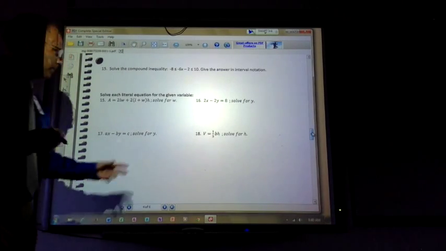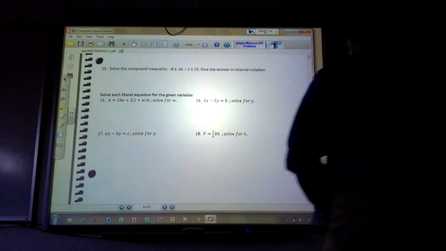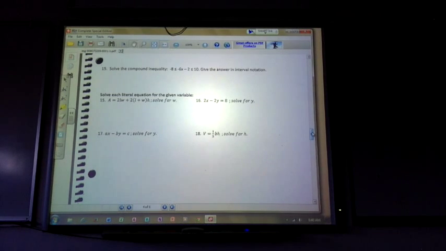These are the last ones, right? 15 through 18? Is that it? Solve the literal equation for the given variable. So I have A equals 2L plus 2 quantity L plus W H. Solve for W. Holy, really? What? They're serious here, I think. Wow.